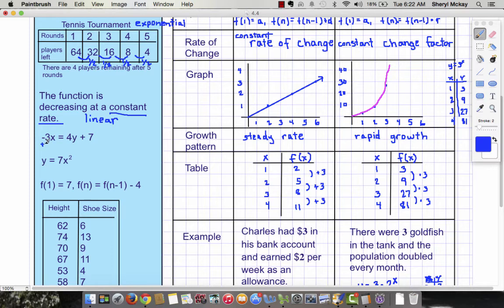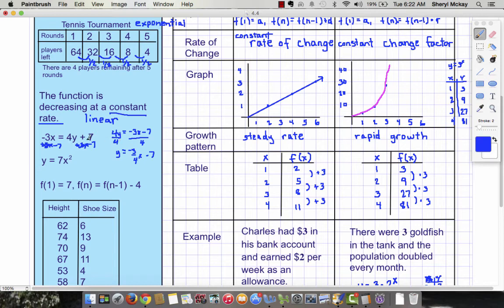or add 3x to both sides, or I could subtract 7. Actually, I probably would subtract 7 from both sides, and I get 4y equals negative 3x minus 7, divide by 4, and I get y equals negative 3/4 x minus 7. And that's a linear equation.